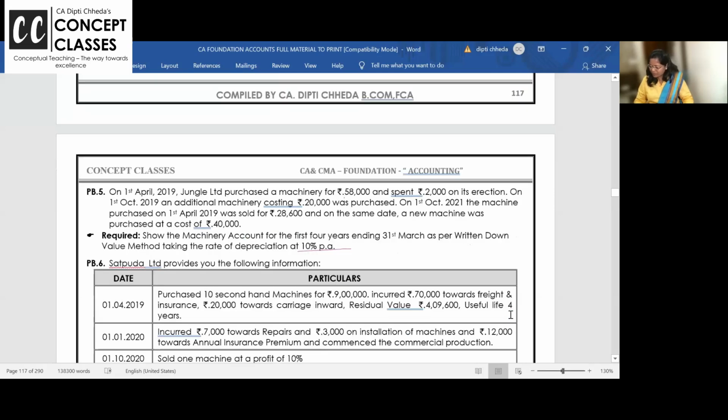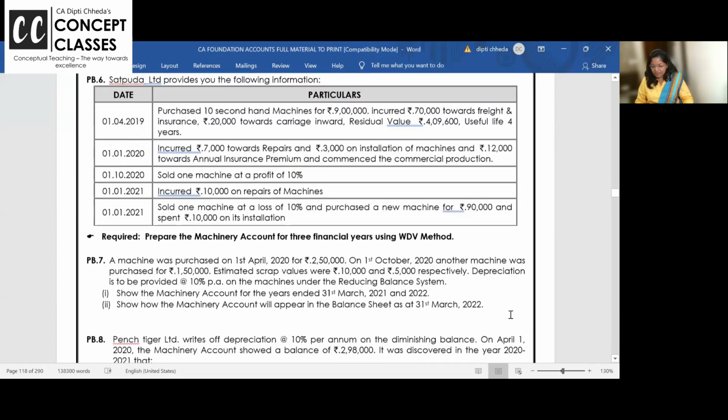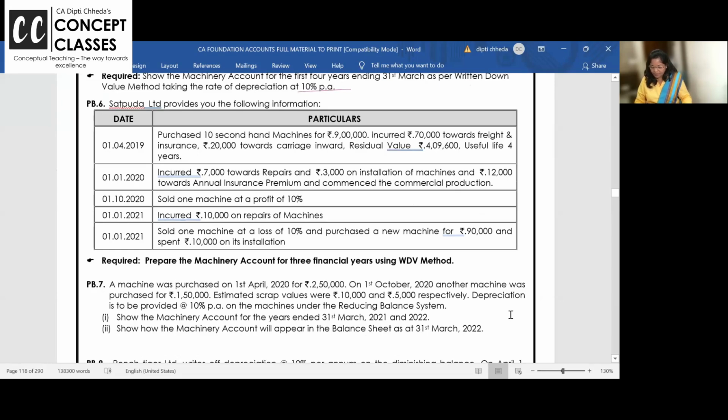We have completed the fifth question, and that was for the method. Sixth, seventh, eighth ones are also very nice. That is with rectification they have asked. Okay, Satpura Limited provides the following information. You have purchased some second-hand machines for 9 lakh, incurred expenditures, and residual value and useful life is also given. Now, they incurred 7,000 for repairs and 3,000 on installation of the machine and 12,000 towards annual insurance on commencement only, commencement of the commercial production.